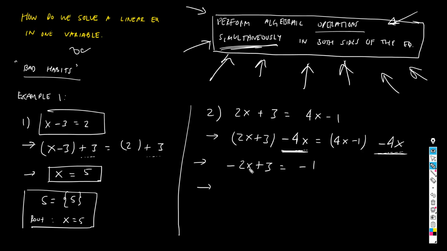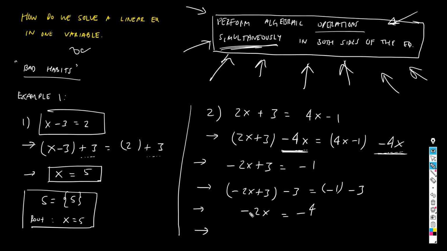Okay, same idea here. What do I do in order to get this plus 3 out of the left side? I'm going to subtract 3 from both sides. Left side, minus 3. Right side, minus 3. Let's do it. Minus 2x plus 3 minus 3 is minus 2x. And minus 1 minus 3 is minus 4. And then I have this.